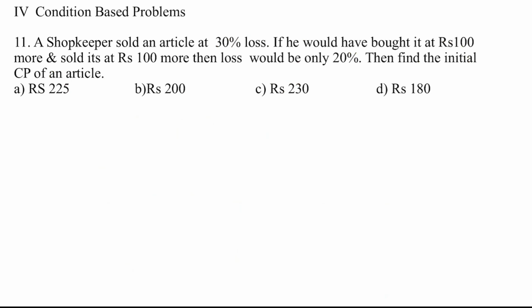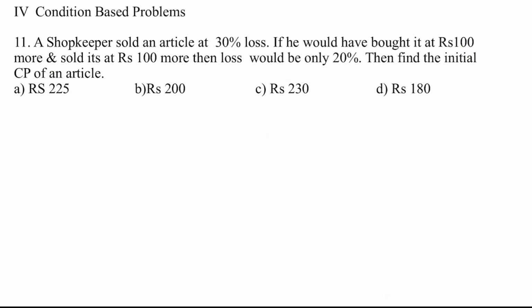So the next type of problems is condition based problems. Condition based problem means some condition will be given. For example, if a shopkeeper had bought an article for 100 rupees, and he has to make 20% profit, then at what money does he have to sell? So what is the condition there? He has to make 20% profit, and that condition he has to satisfy. Like that, condition based problems are included in this part.